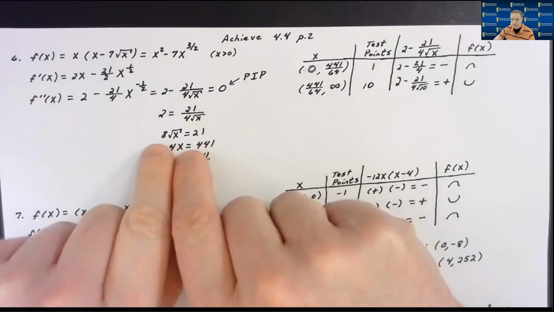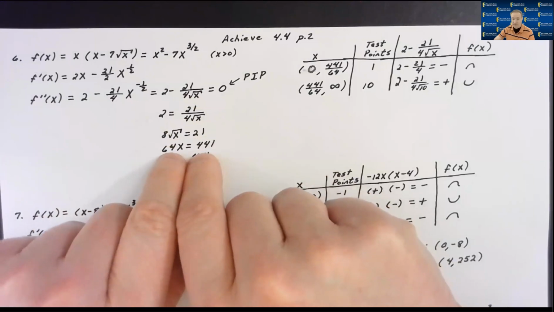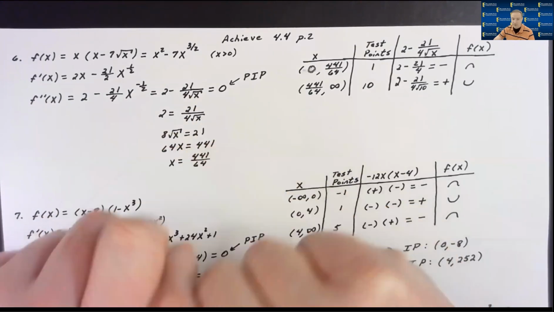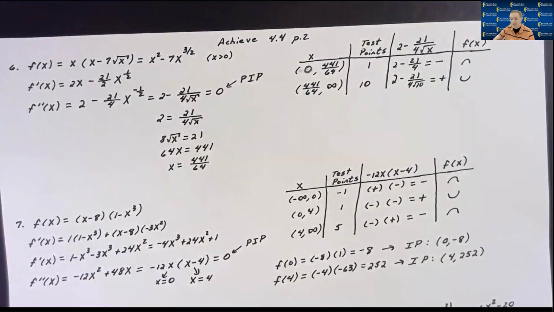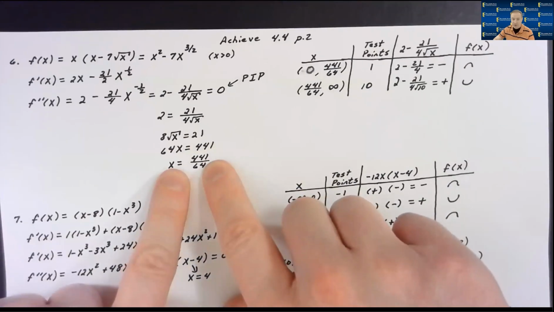I multiplied both sides by 4 on the root of x to get 8 on the root of x is equal to 21. Now I know I can't solve for x as long as it's inside of a square root. So what I did next is I just squared both sides. 8 squared is 64. The square root of x squared is x. 21 squared is 441. So 64x is 441, x is 441 over 64, and Achieve is wanting exact answers, so no need to put that as a decimal. Now, I have my 441 over 64.